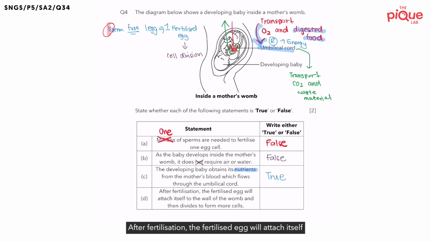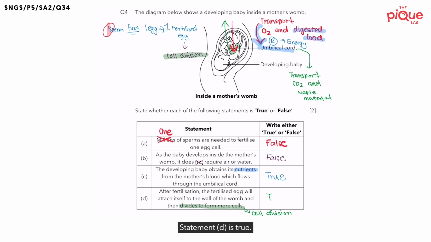Lastly, let's take a look at statement D. After fertilization, the fertilized egg will attach itself to the wall of the womb and then divide to form more cells. Remember, what is the name of this process when the cell divides to form more cells? This process is known as cell division. And is it true that the fertilized egg undergoes cell division to form the developing baby? Yes. Therefore, statement D is true or false? Statement D is true.